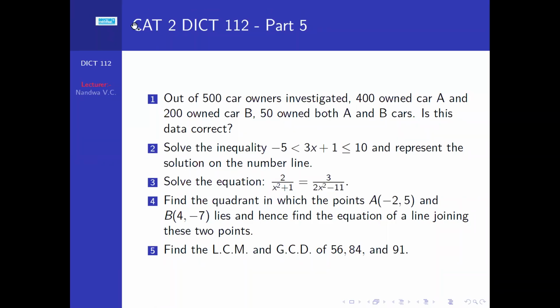So out of the 500 car owners investigated, 400 owned car A and 200 owned car B. 50 owned both car A and car B. Is this data correct?